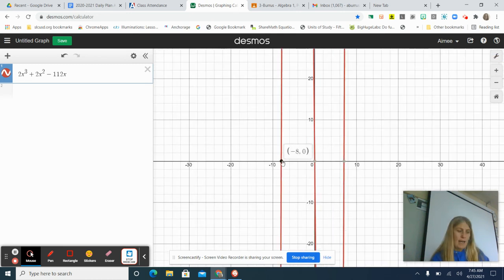So my first root is at -8. My second root is at 0. And my third root is at 7. So once again, an x cubed potentially, not always, can have 3 of those.